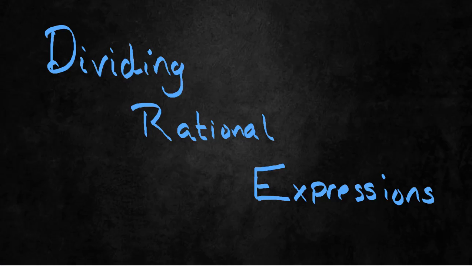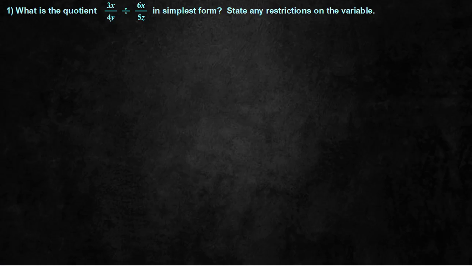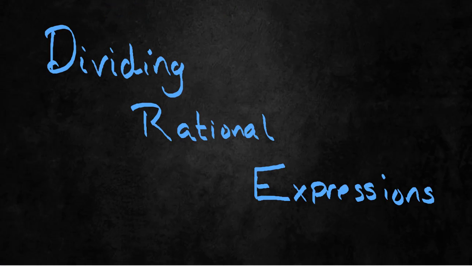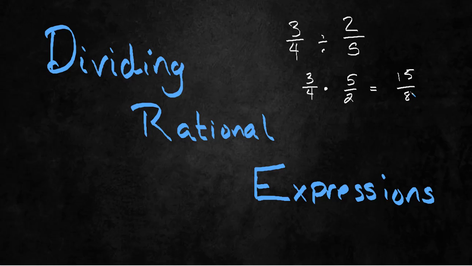Today we're going to be looking at dividing rational expressions. When we divide, remember that you keep the first fraction, flip the second one, and multiply. So if I had 3/4 divided by 2/5, I would do 3/4 times 5/2. Nothing could reduce. We couldn't cancel in the diagonals, and we can't reduce up and down. So you multiply and you get 15/8.